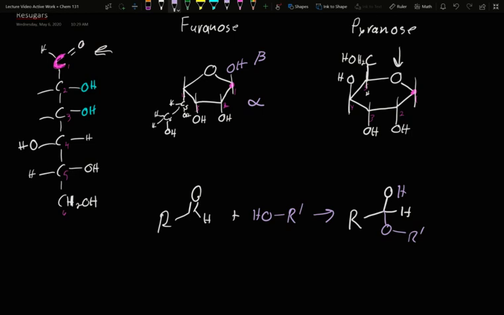But if you were asked specifically to make a beta furanose, then you would need that OH on the anomeric carbon to go up. If we wanted an alpha pyranose, well then, over on carbon 1, we're going to put the OH down. And so if you're just told pyranose, the OH could be either up or down. But if you are told it's alpha, then you know that anomeric OH is down.